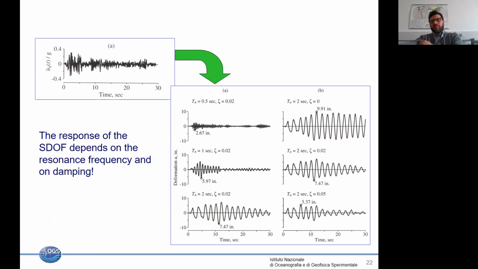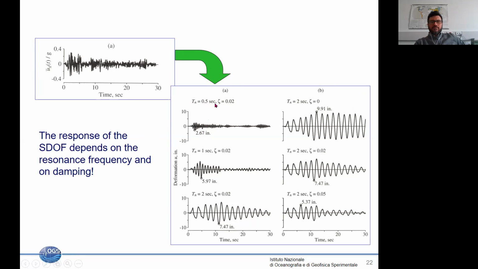So what is happening to the response spectrum if we change the frequency of oscillation and if we change the damping of the oscillator? So this is my input accelerogram, just the acceleration of the ground due to an earthquake. Now let's see how a single degree of freedom oscillator would react to this input motion.